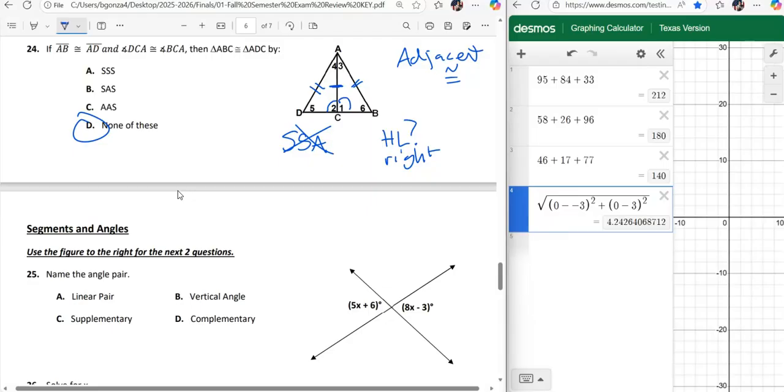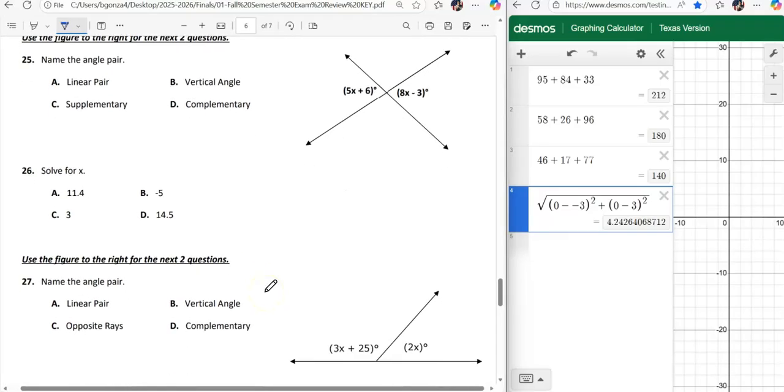Okay. 25. Name that angle pair. Well, first thing, we don't have to do any solving. We just know that these two angles are across from each other. And like we said earlier, across is called vertical angles. Now, for x, we need to set those vertical angles equal to each other and solve.